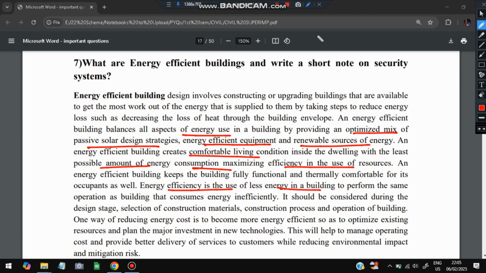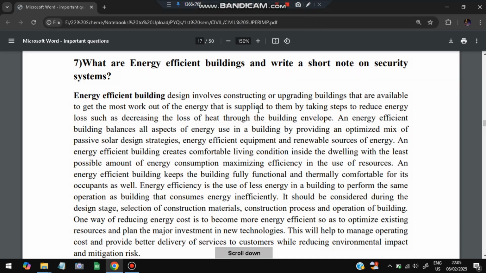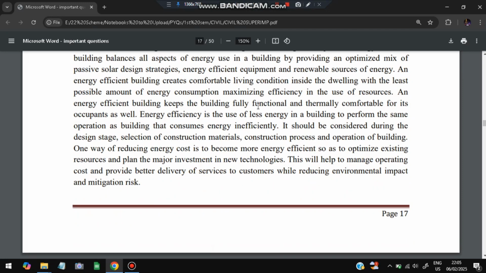So there are ways in which we use renewable energies and so on to achieve that. And this will help to manage the operating cost and provide better delivery of the system to customers while reducing environmental impact and mitigation risk. Those are the advantages of it.